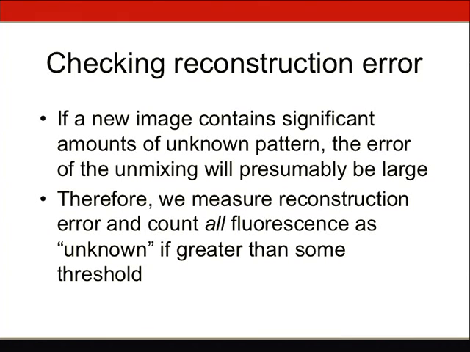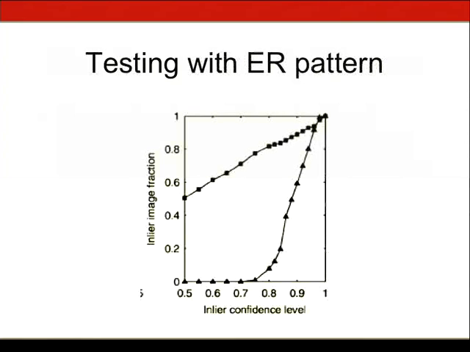The other thing we can do is if this new image contains significant amounts of that unknown pattern, then the error of the unmixing will be large. When we measure the reconstruction error, that error will be large. And so what we do, we measure that reconstruction error. We say, how well did my learned fractions multiplied times the fundamental patterns give me back what I actually measured? And if that reconstruction error is above a threshold, then we consider the whole image to be unknown. All right? That we say we weren't able to adequately unmix it.